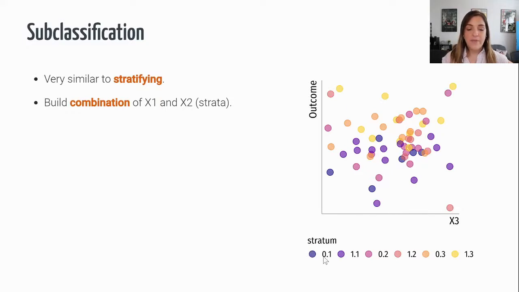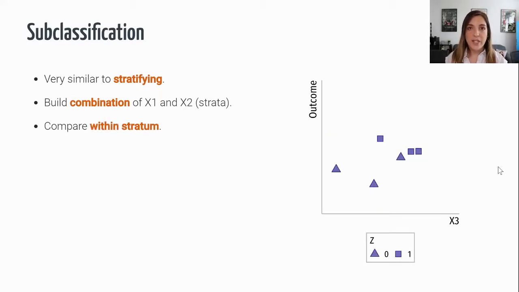I have value of x1 0, value of x2 1, value of x1 1, value of x2 1, etc., etc. And as you can see, the different colors identify a different stratum. So what I do afterwards is just compare the effects within stratum. I'm imagining that x3 in this case doesn't really matter. Maybe it's not a confounder. It's just a variable that is there, but it's not necessarily affecting my treatment. So I'm assuming that only x1 and x2 are the variables that could potentially lead to confounding.